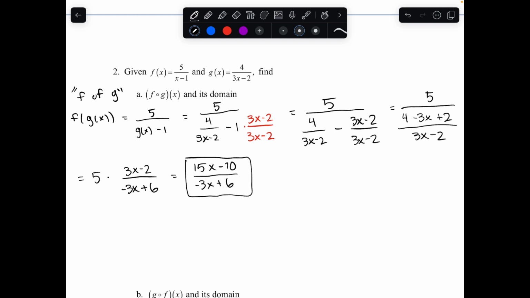However, we're not quite done. The question also wants its domain. So how are we actually going to find our domain? Well, we're going to start off by finding the domain of our individual functions respectively. So let's start off by finding the domain of f.